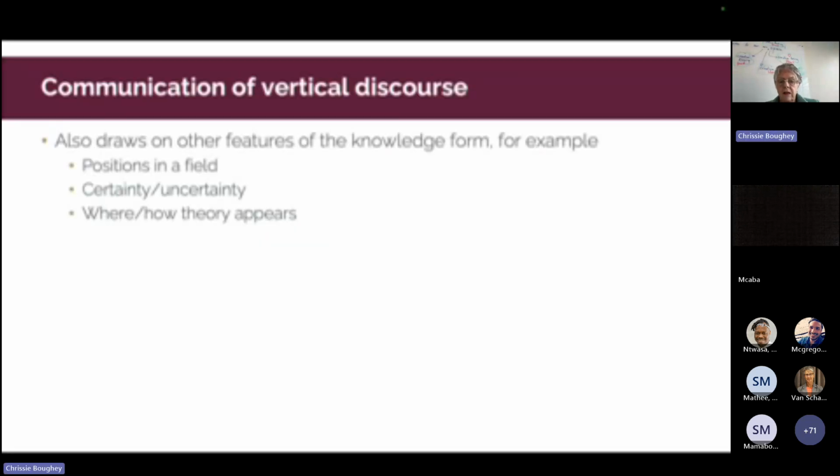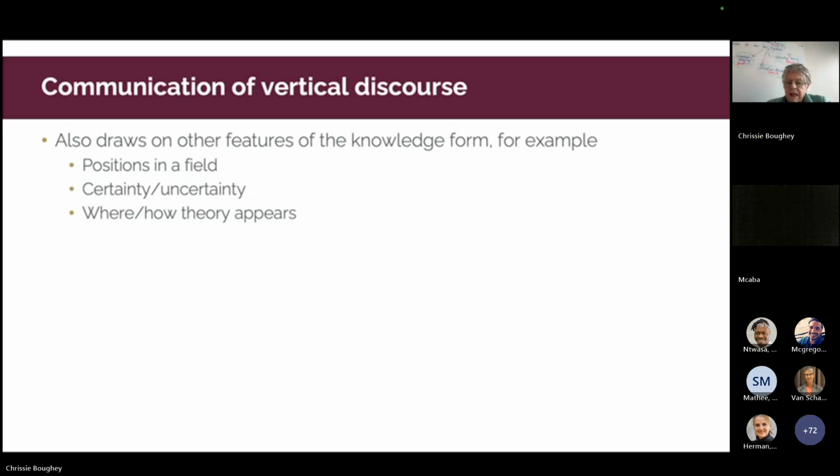If I go back to vertical discourse, it's usually communicated in writing. It's the stuff of formal education, schools and universities. And it draws on other features of the knowledge form, for example, positions in a field, uncertainty and certainty, and where and how theory appears. So I'll try and explain that now.